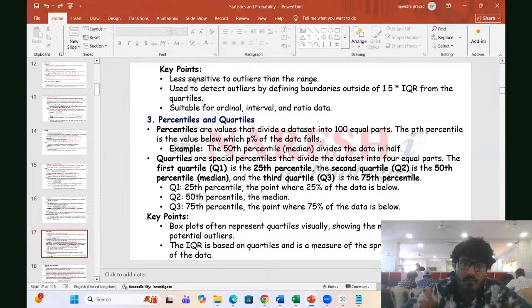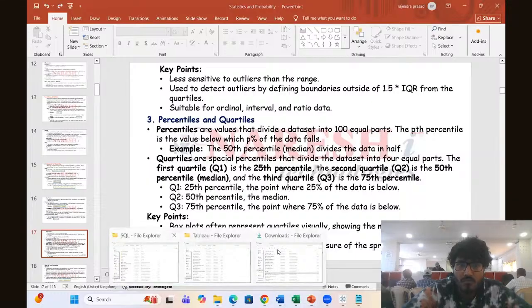Whenever you calculate with outliers, IQR is very less sensitive to the outliers. Specifically, we use this for identifying the outliers. So I said we will be creating two boundary lines, lower bound and upper bound. So what are the formulas to find the boundaries? What is the upper bound and what is the lower bound? I'll show you. Okay, let me open one more presentation file.